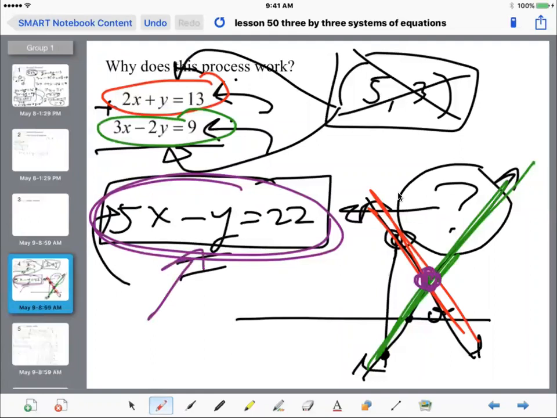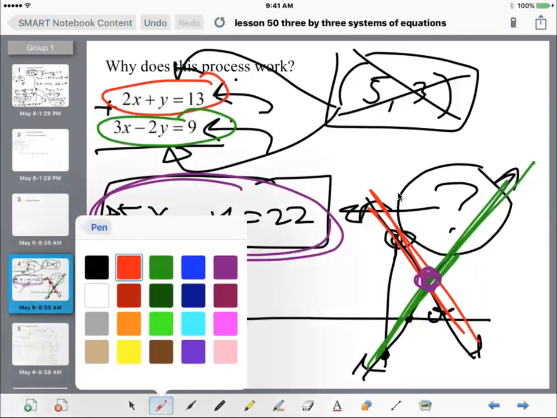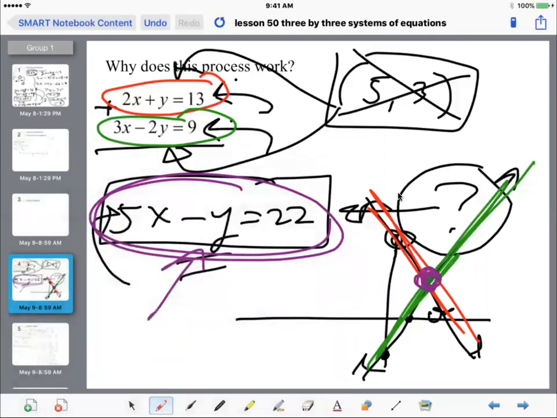And a lot of pairs of numbers make this third equation true. But one of them is definitely going to be 5,3. Because let's just say now I know that 5,3 is the answer. Well, that means that 2 times 5 plus 3 equals 13. And it's also true that 3 times 5 minus 2 times 3 equals 9.